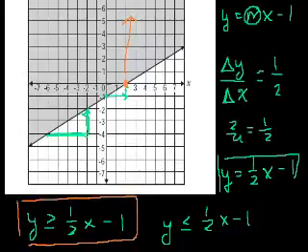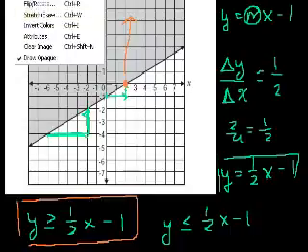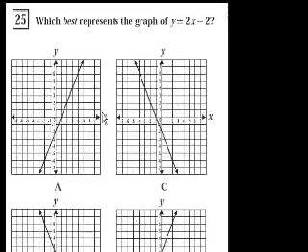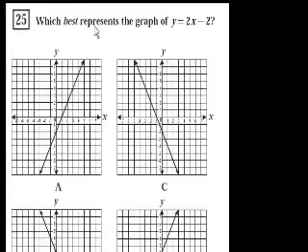This is another one where I think it makes sense to copy and paste it. It's a big one. Okay. Which best represents the graph of y is equal to 2x minus 2?